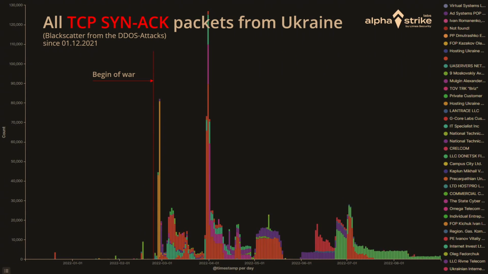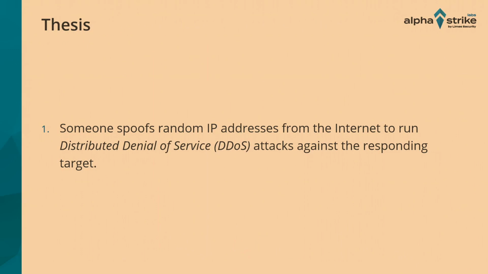It makes no sense because we have a black hole sensor network. We have never sent any kind of connection requests. So why do we receive SYN ACK communication? And then we thought about it and said, okay, makes sense. Somebody is randomly spoofing IP addresses, sending it out against Ukraine targets, and then Ukraine targets are responding with SYN ACK packets back to our sensor network, because when you randomly spoof IP addresses, you will also randomly spoof some IP addresses of our black hole sensor networks.